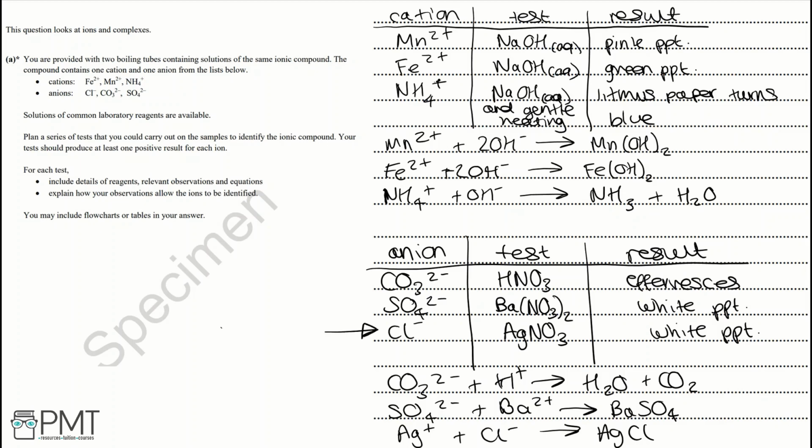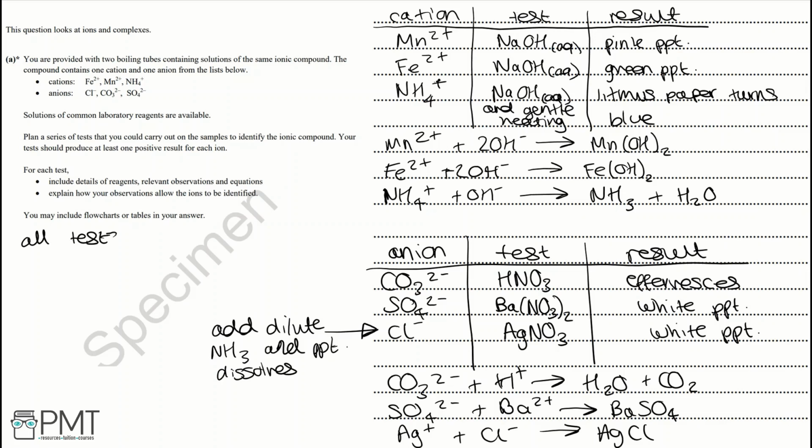Next, we're going to add some detail to our tests for the anions. So like we've done with the cation saying gentle heating for our ammonium ion, we need to say that we need to add some dilute ammonia to the chloride ion test, and that means that the precipitate will then dissolve.